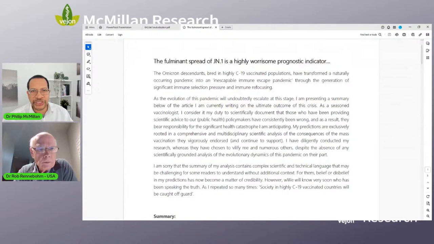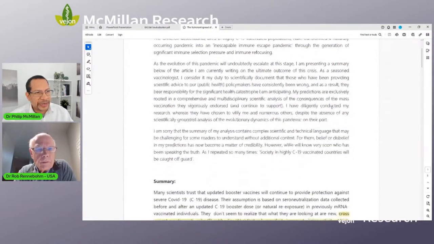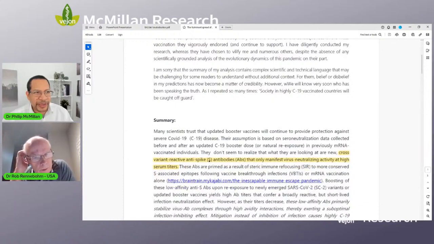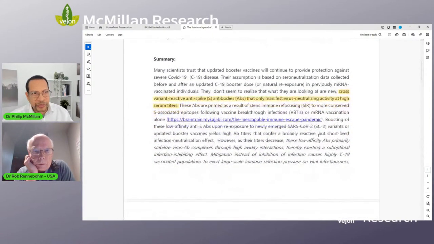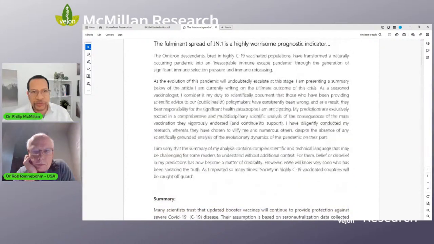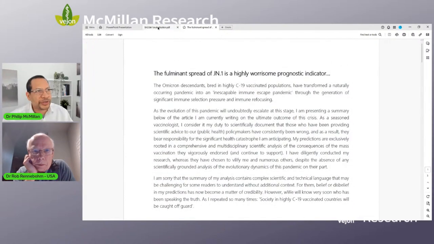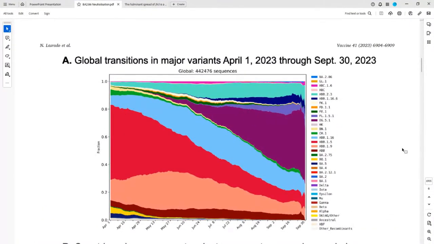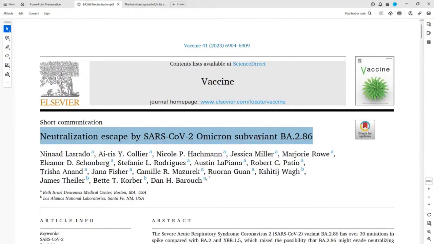And so what I want to make sure is that I've also got his paper, the paper that he produced, which was about the fulminant spread of JN.1, a worrisome prognostic indicator. And I'd highlighted a few things where he was talking about the cross variant reactive spike antibodies and so on. So this was an important one that I was going through to try and get my head together. Before I start asking your thoughts on it, I thought it's important to bring this up as well. So I'll make this big screen. This was the paper about neutralization escape of BA.2.86, which is the precursor to the JN.1. And so it's a very important piece of relevant information.